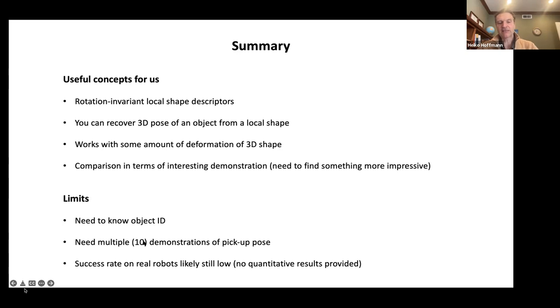By the way, they needed 10 demonstrations for the pickup pose, essentially to get multiple different instances of those local transformation matrices, rotation and translation matrices. They had to repeat this multiple times and average across those 10 trials to get something reliable. And when they used only one demonstration, the success rate in simulation just dropped by half, like from 88 to 44%, something like that. Also, I suspect they need to know the object ID they deal with.